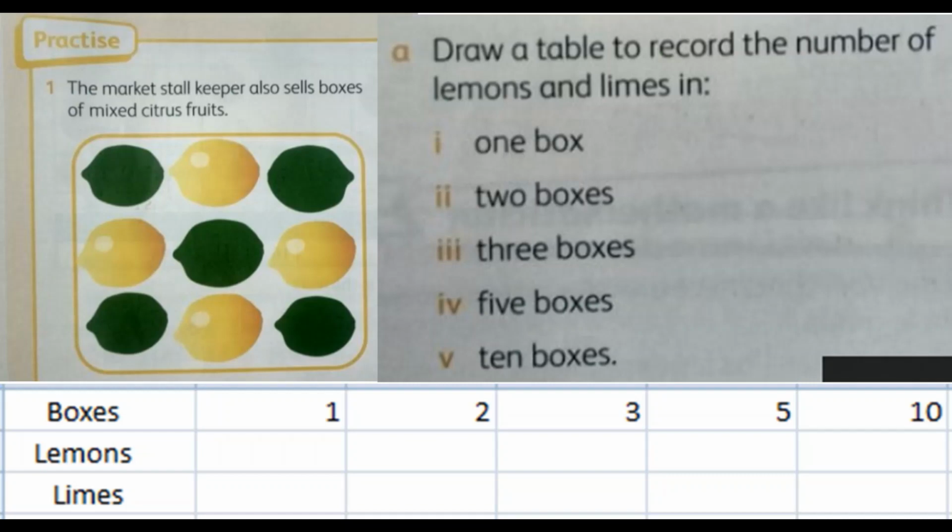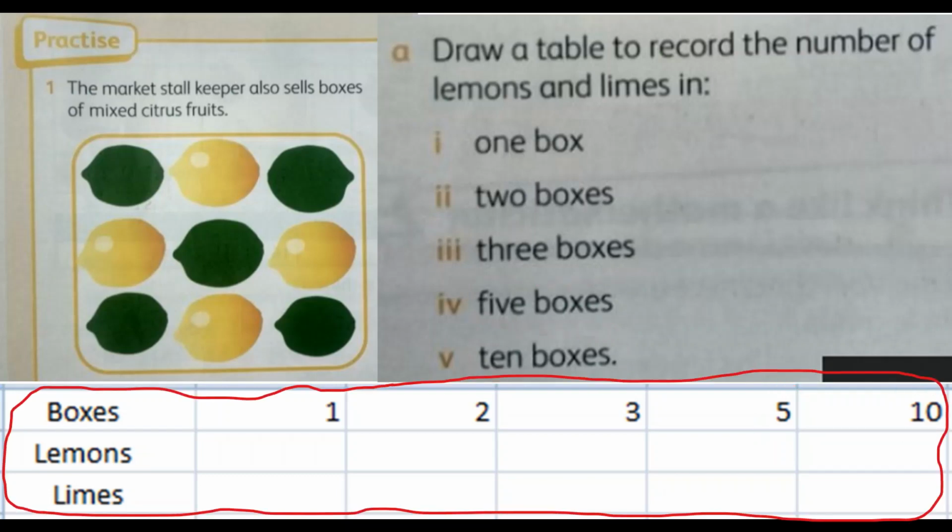Number 1 says, the market stall keeper also sells boxes of mixed citrus fruits. So here are the citrus fruits here. And for number 1A, the directions say, draw a table to record the number of lemons and limes in 1 box, 2 boxes, 3 boxes, 5 boxes, and 10 boxes. Okay, so I put a table down here for you to look at.